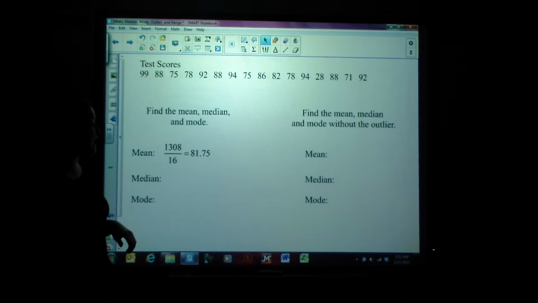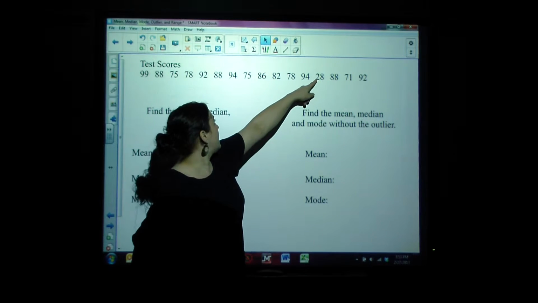81.75. Now, median, I said that we need to put the data in order, either ascending or descending order. So if you notice, the smallest number is 28, and then 71.